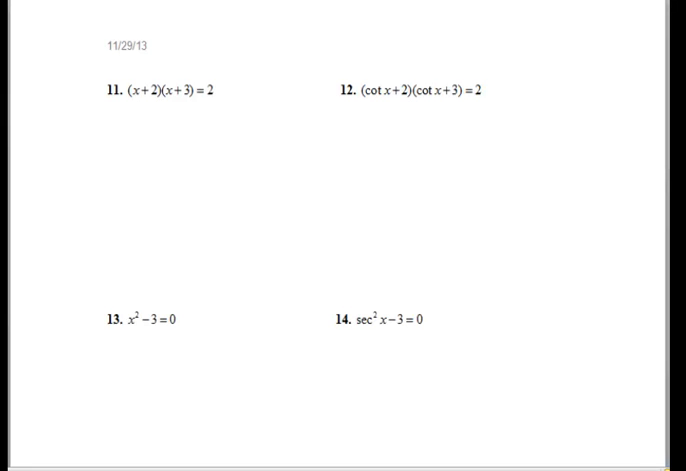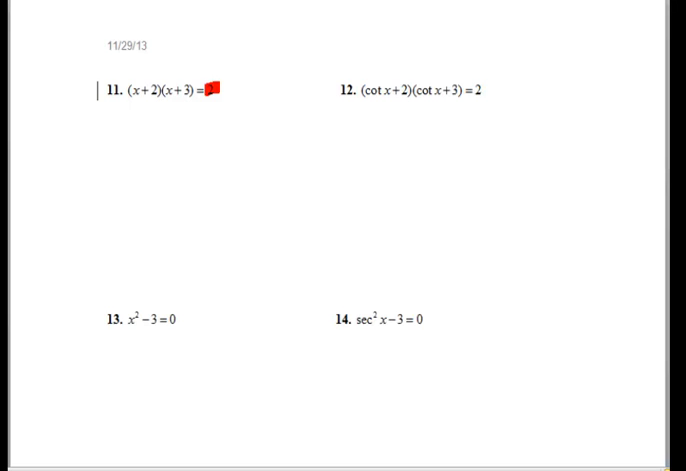Now 11 looks easy. However, the problem is, sure, the left side is factored. However, what is it equal to? It's equal to 2. And 2 is not going to work for our zero product property, right? It's not the 2 product property, it's the 0 product property. So I can't just say x plus 2 equals 2, x plus 3 equals 2. Neither one of those factors has to be equal to 2.